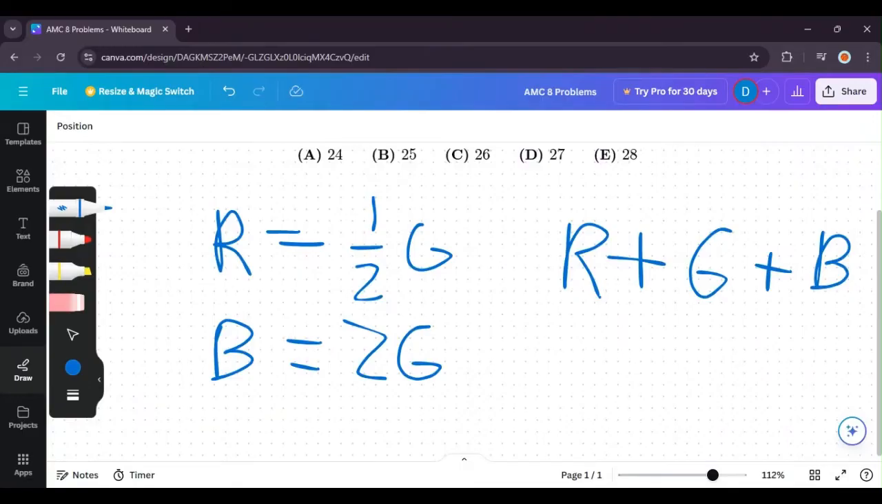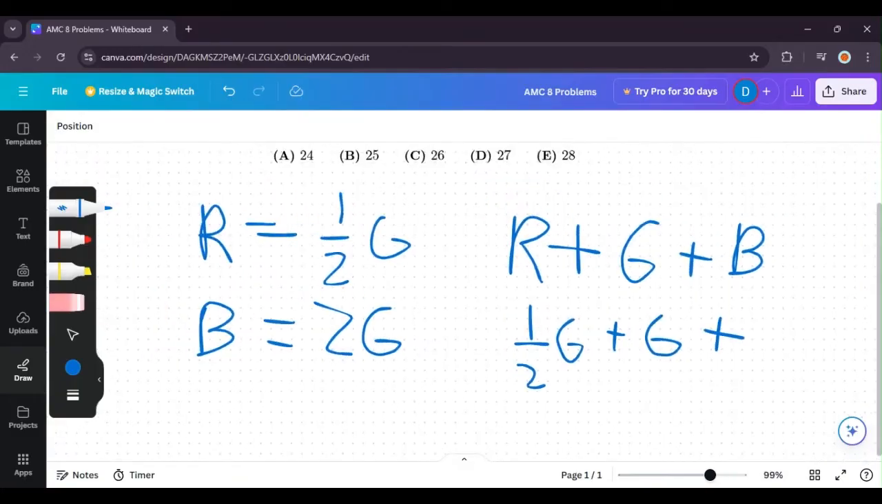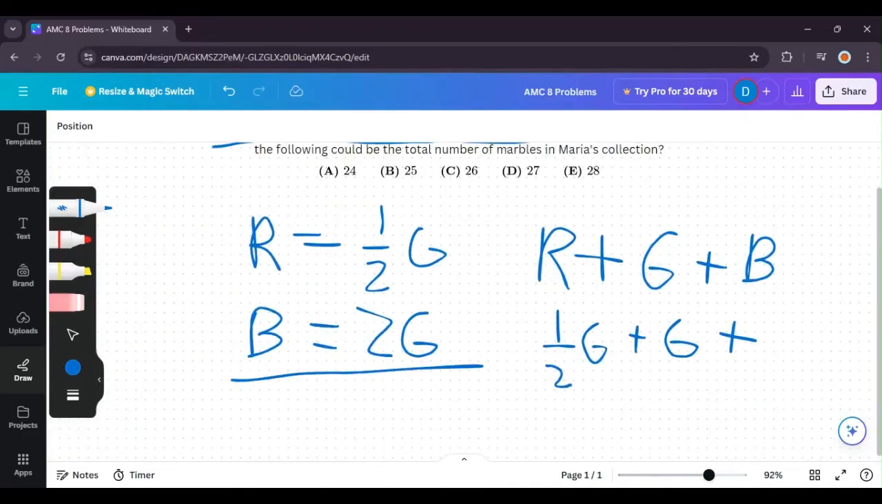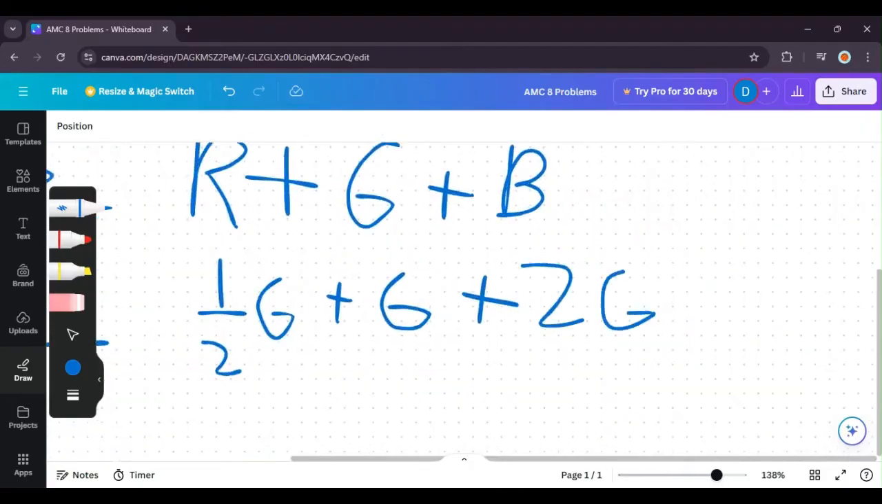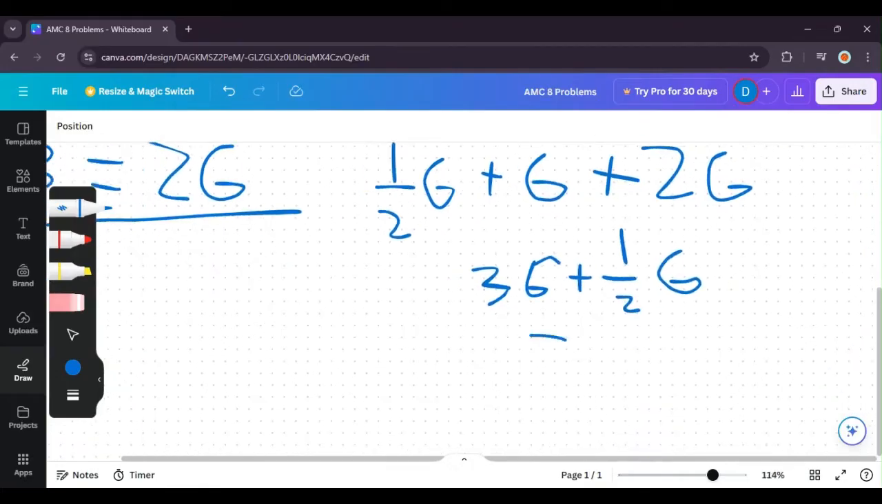So red is equal to half green, so we can put half green in the place of red, and we can put 2g, or two times the number of green marbles, for blue, because we know we have that equation right here. So it's simple substitution, and we get 3g plus 1/2 g, and that is equal to 7/2 g.